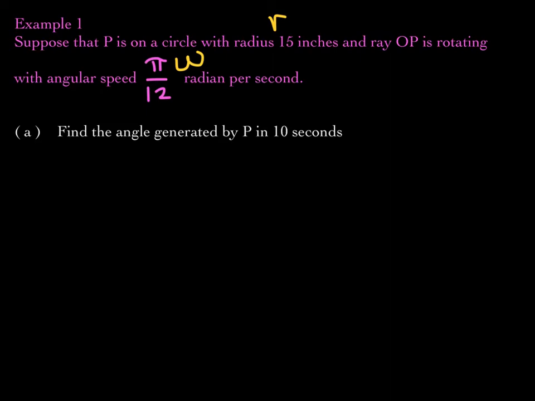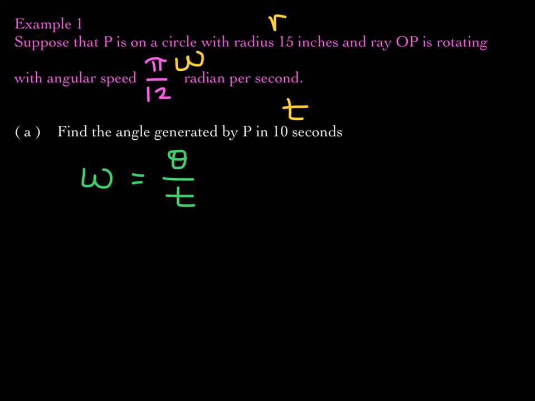In this first part, they want you to find the angle generated by point P in 10 seconds. Oh, notice they also have given you time. All right, they want you to find theta. Now, we have this formula that the angular speed is equal to theta over T. This is the formula for angular speed. They've given you the angular speed. They've given you time. What they have not given you is theta. That's what you need to find.